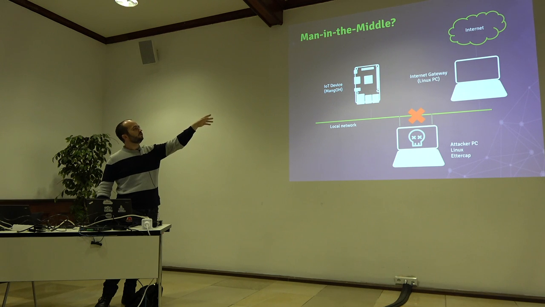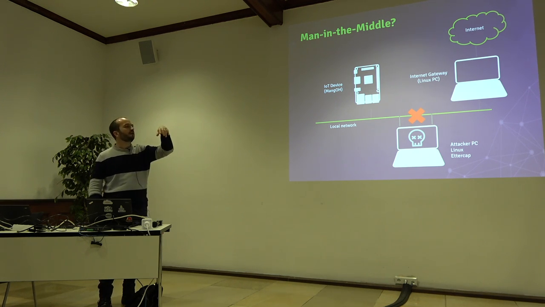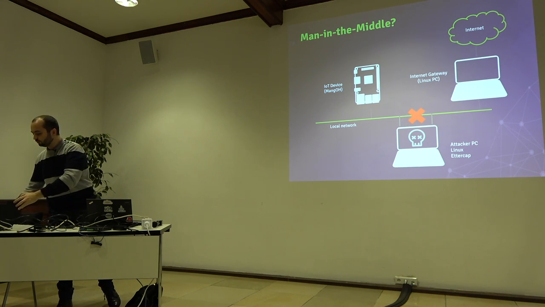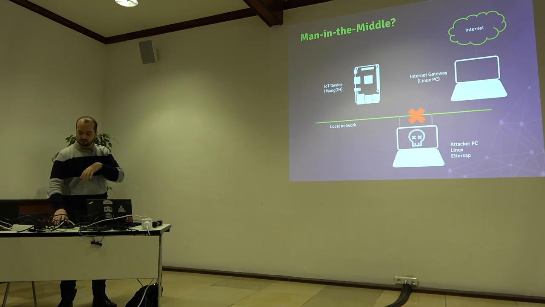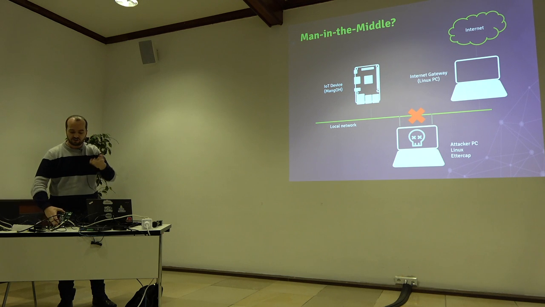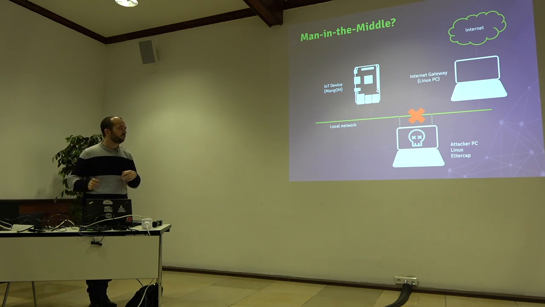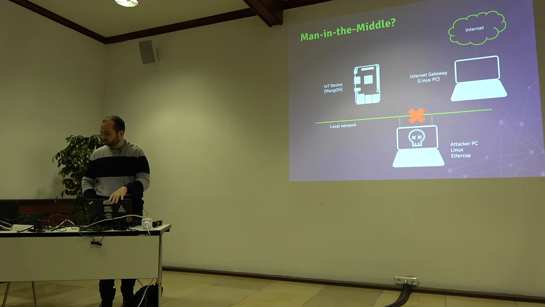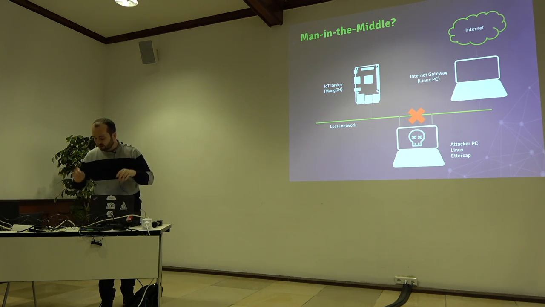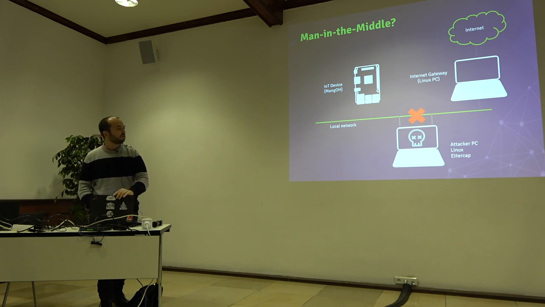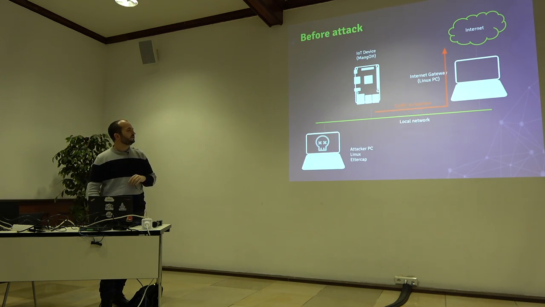On the left you have the IoT device, on the right you have the router. So this is my demo setup. This is a router routing to the internet. This is my IoT device, which is a Linux board. It can be a Raspberry Pi or whatever. And this is my PC for doing the attack, which is very simple. It's just a Linux PC, nothing fancy.